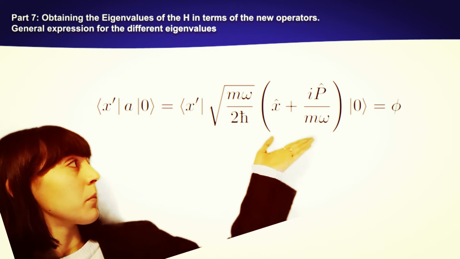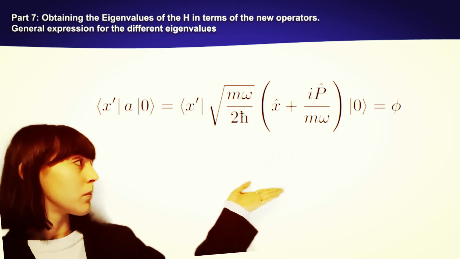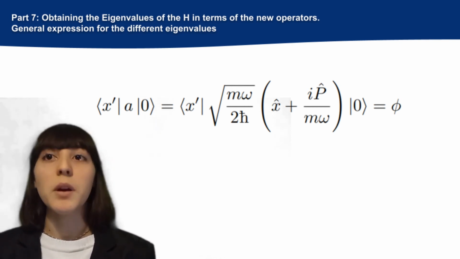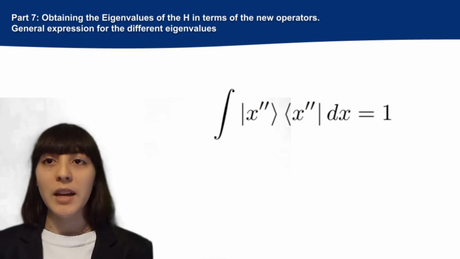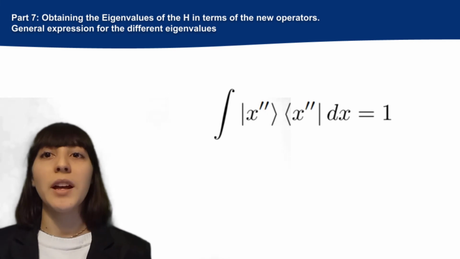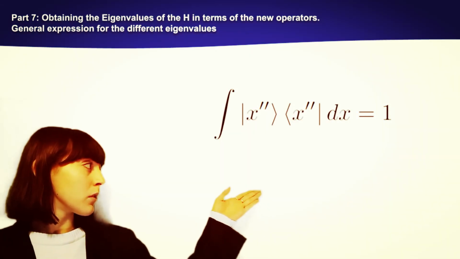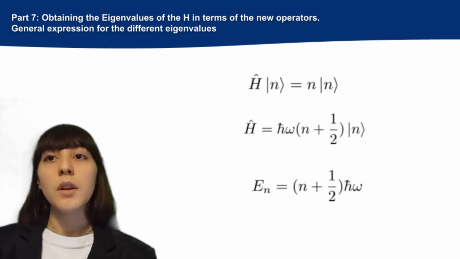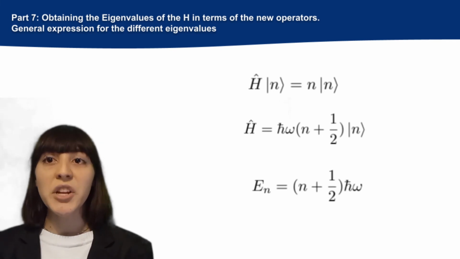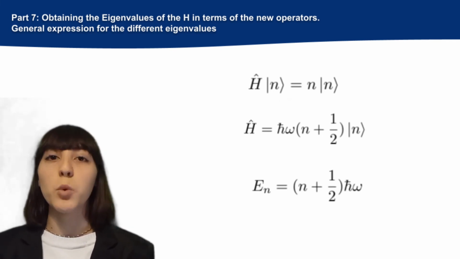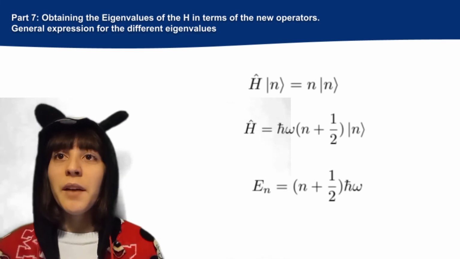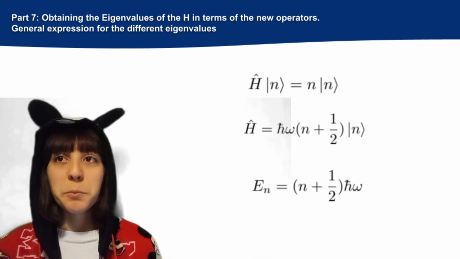expression, to which we are going to apply the identity property of x prime, which is the integral of the ket x prime times the bra x prime, equal to 1. This way we get this expression. Keeping in mind that the constant square root of m times omega divided by 2 times h-bar has been eliminated because the first equation was equal to 0. If we now apply the product by the bra and the distributive property, we obtain this expression.